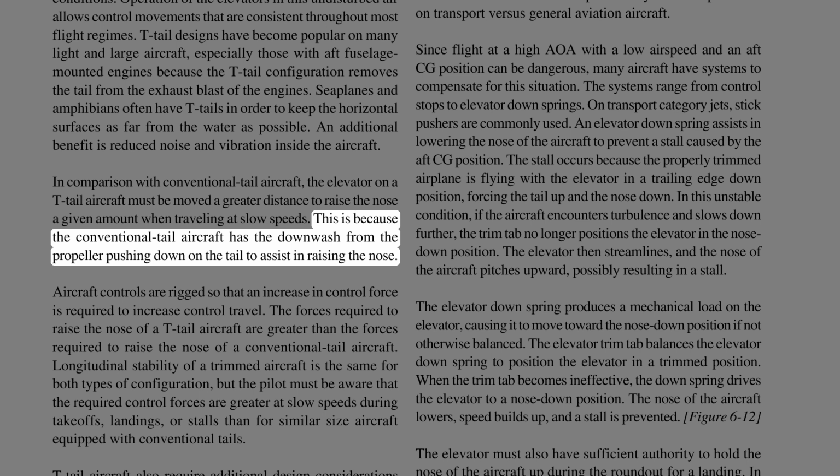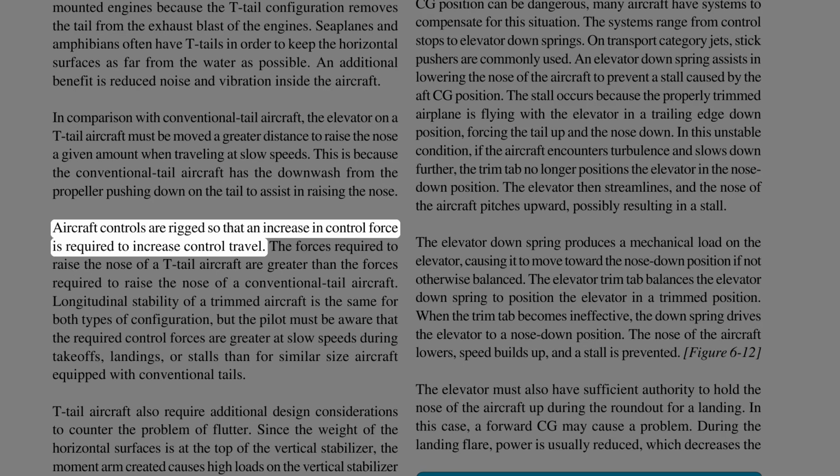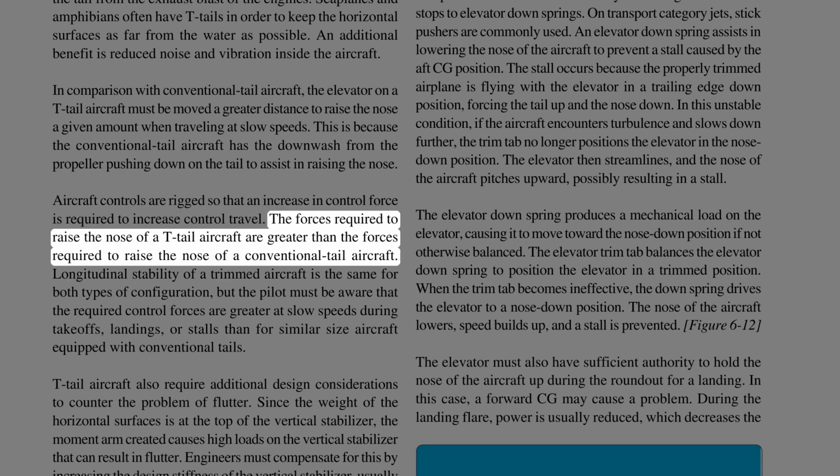This is because the conventional tail aircraft has the downwash from the propeller pushing down on the tail to assist in raising the nose. Aircraft controls are rigged so that an increase in control force is required to increase control travel. The forces required to raise the nose of a T-tail aircraft are greater than the forces required to raise the nose of a conventional tail aircraft.